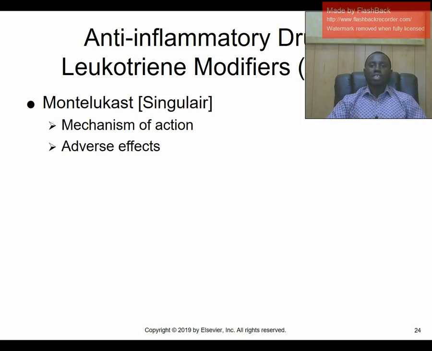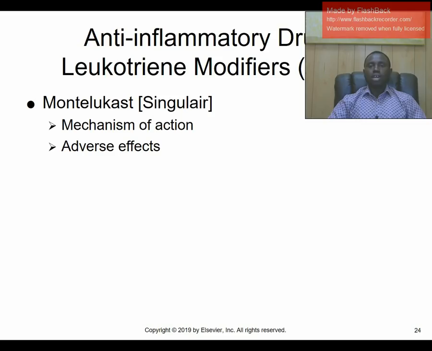Singulair has some adverse effects, but no major side effects have been identified as yet. However, an adverse effect can be what is called Churg-Strauss syndrome. This is symptomized by weight loss, flu-like symptoms, and vasculitis. So once you start seeing this, the client has to be evaluated for adverse toxic levels in the blood.